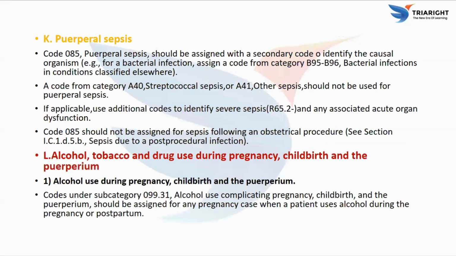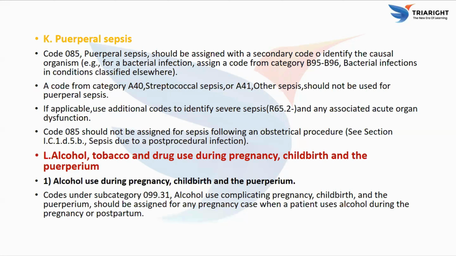So next is puerperal sepsis. What is puerperal sepsis? It means a sepsis, a severe body infection, that occurs after childbirth. This infection usually happens in the mother's uterus or reproductive tract after the delivery. So what are the key coding guidelines? You have to use code O85 for puerperal sepsis. This code is always the main code when documenting sepsis happening during the postpartum period, that is after the delivery. The second rule is you have to also assign a secondary code to identify the organism.